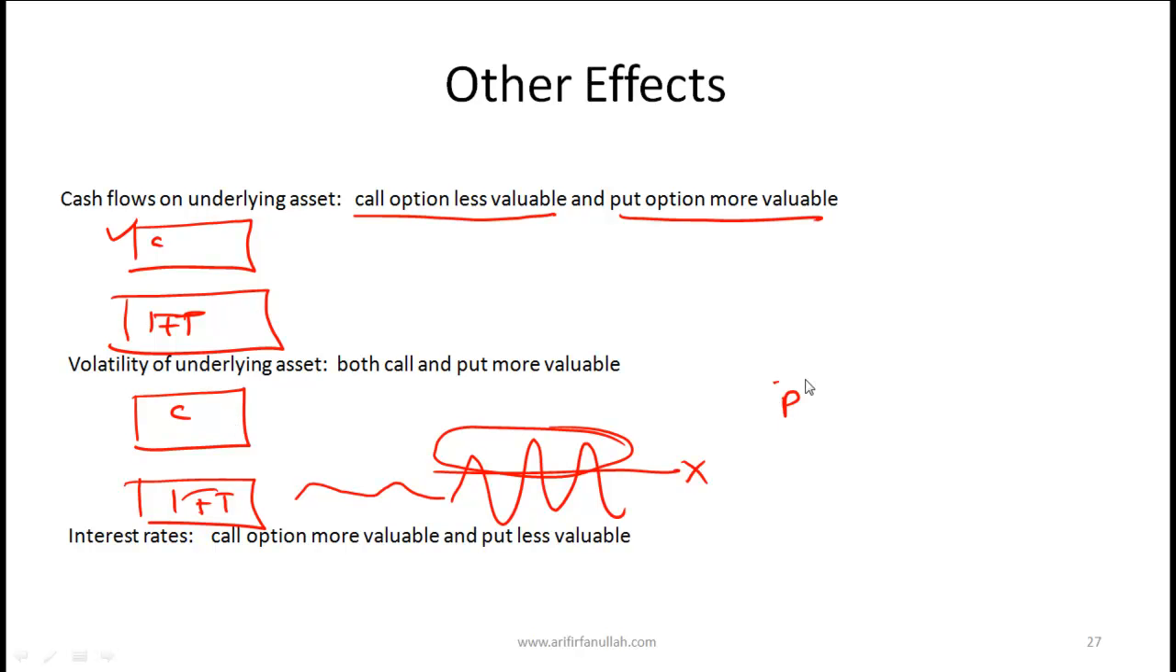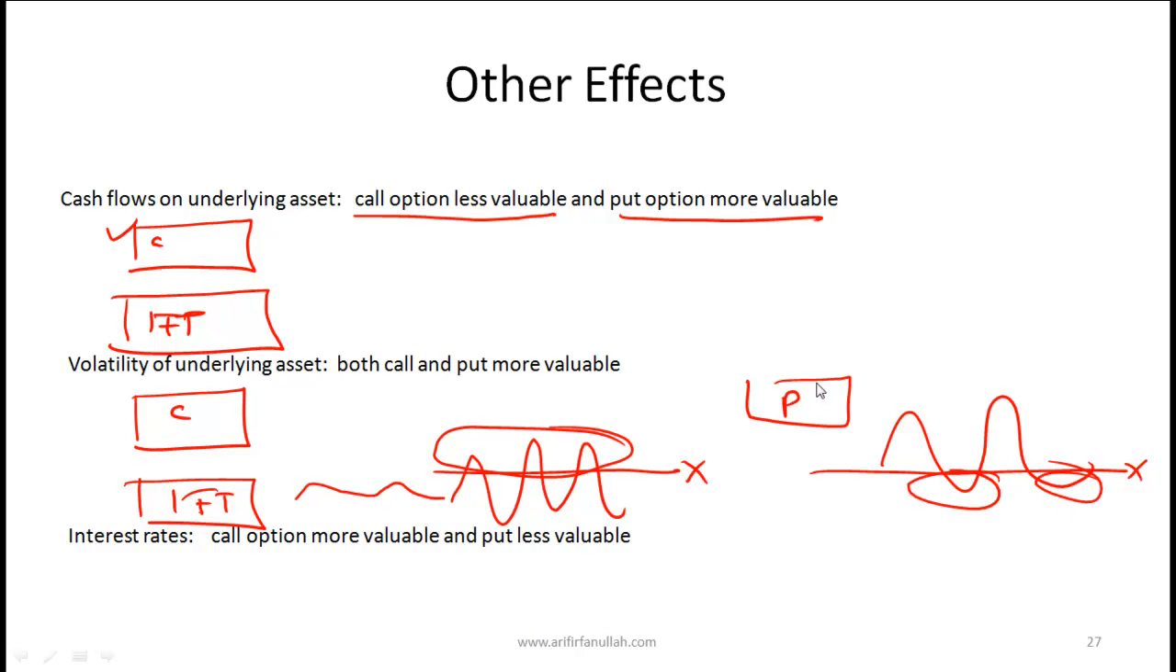What if you hold a put option? There again, with a put option you make money when the stock price goes below the exercise price, and if the stock is more volatile or the underlying is more volatile, the probability of making money from the put option is more, and hence the put option is more valuable if the underlying is more volatile.